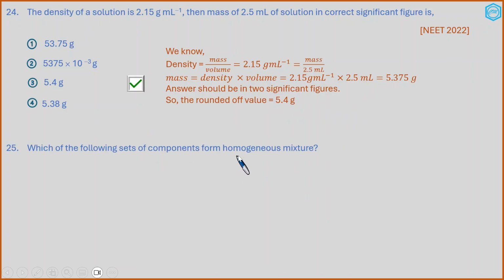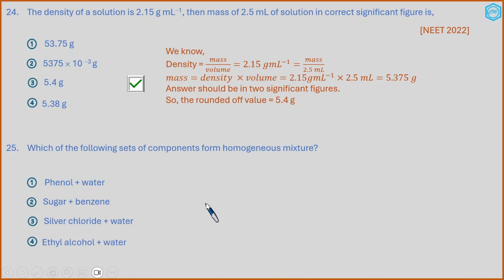Which of the following sets of components form a homogeneous mixture? Phenol plus water, sugar plus benzene, silver chloride plus water, ethyl alcohol plus water. Phenol and water are not miscible, only partially miscible. Sugar is not soluble in benzene. Silver chloride is a precipitate, it will not dissolve in water. But ethyl alcohol and water are completely miscible, so they form a homogeneous mixture. So option 4 is the correct answer.